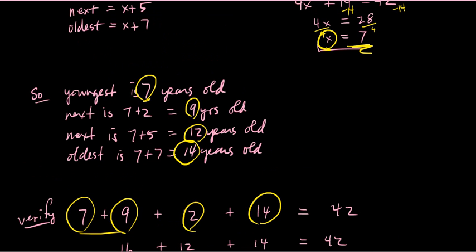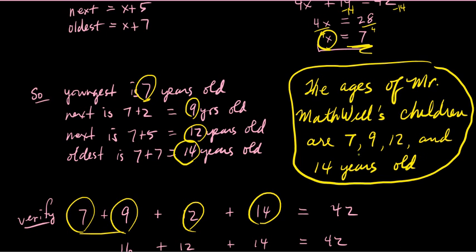There's your answer. So here are the ages of the kids. They are 7, 9, and we should end with a word sentence, shouldn't we? The final word sentence would be the ages of Mr. MathWell's children are 7, 9, 12, and 14 years old.